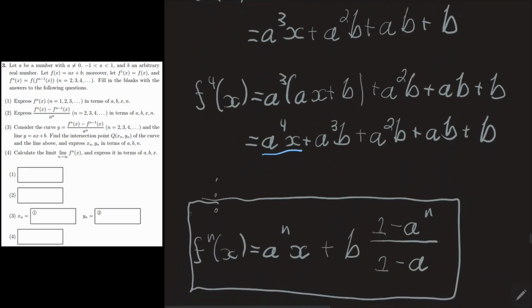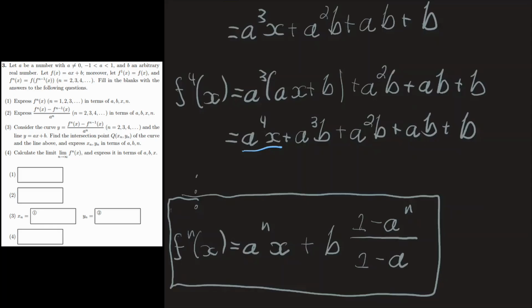So that means that we can express fn of x like this. A to the power of n times x plus b times 1 minus a to the power of n divided by 1 minus a. And that is the answer to the first part of the question.